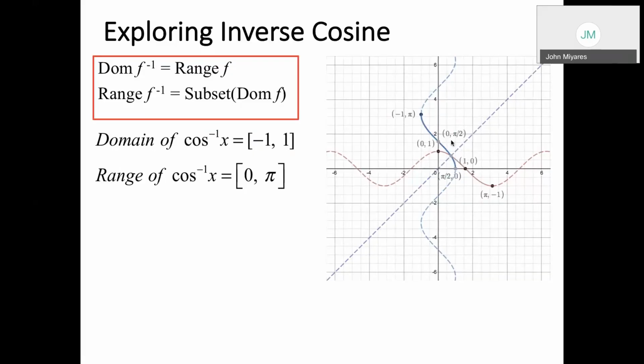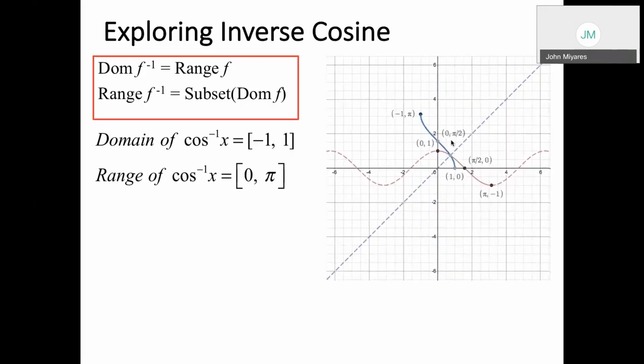Here are some reference points on each graph. And as I said, we're limiting the inverse cosine's range to account for only angles between 0 and 180 degrees or 0 and pi radians. So even though the cosine wave will technically go in both directions forever, bobbing up and down between -1 and 1, the inverse cosine will be just this tiny blue graph right here in the middle.